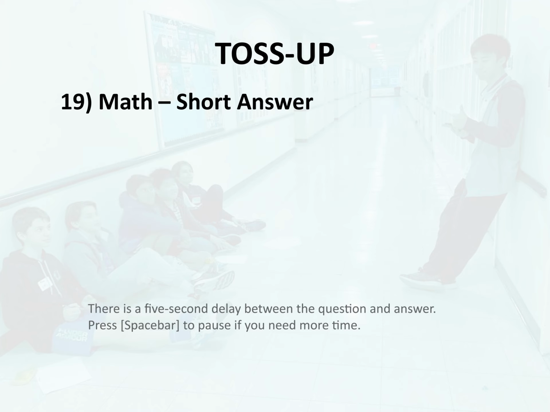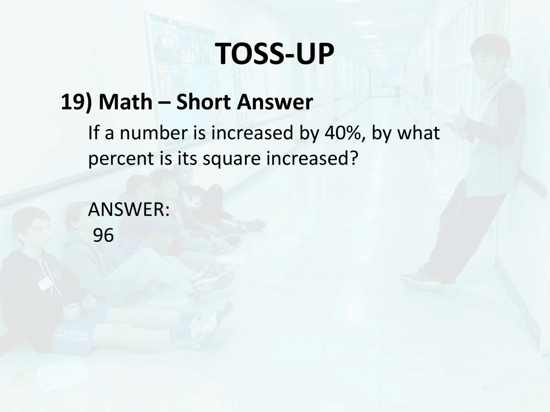Toss-up 19. Math, short answer. If a number is increased by 40%, by what percent is its square increased? Answer 96.